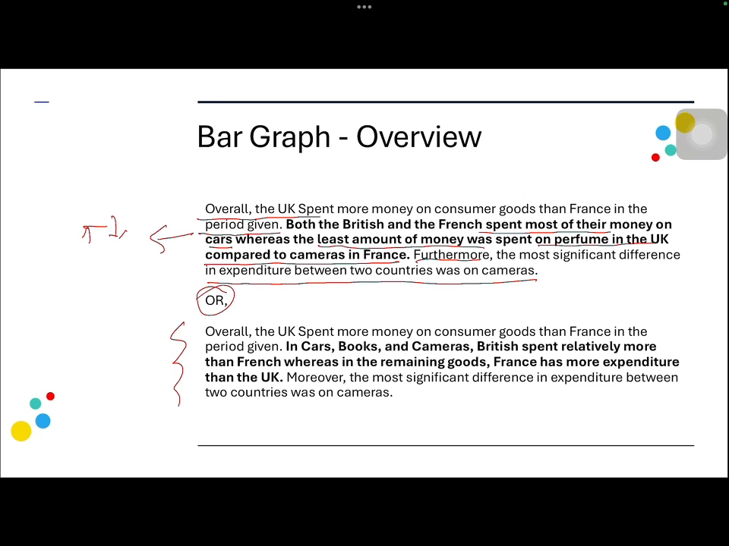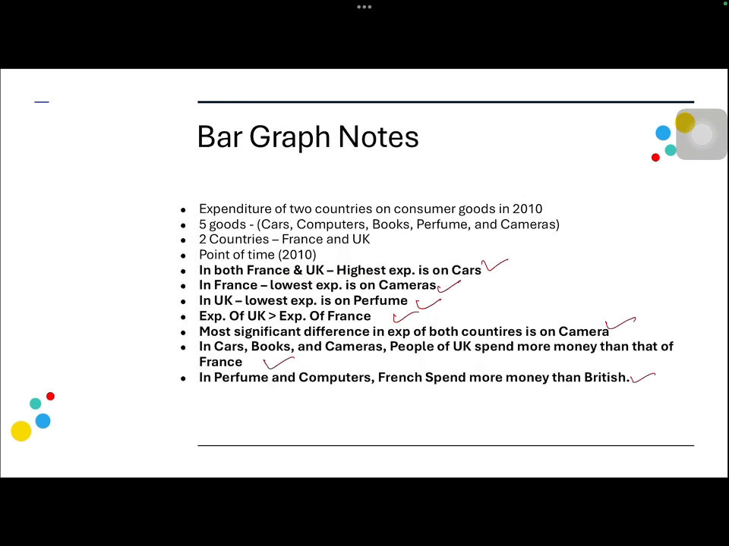So I have started with the same statement, which is overall the UK spent more money on consumer goods than France in the period given, right? But instead of writing about the highest and least data points, what I'm doing is I'm using this information, which is the grouping information that I have mentioned, right?